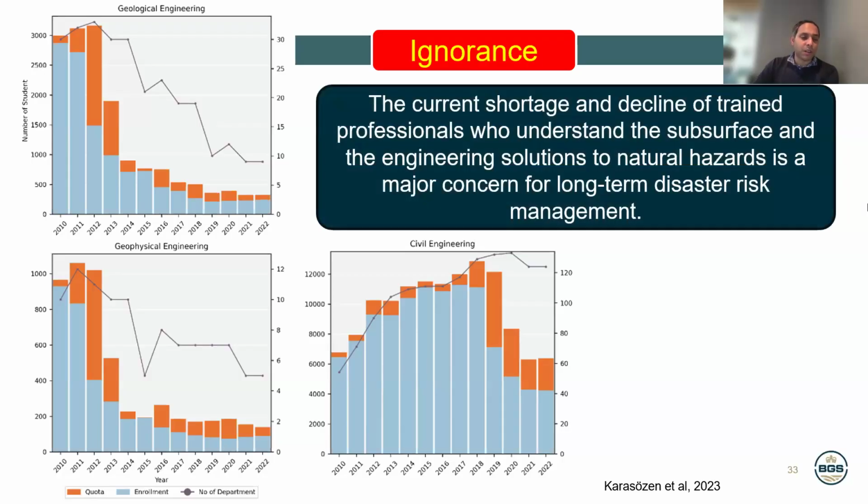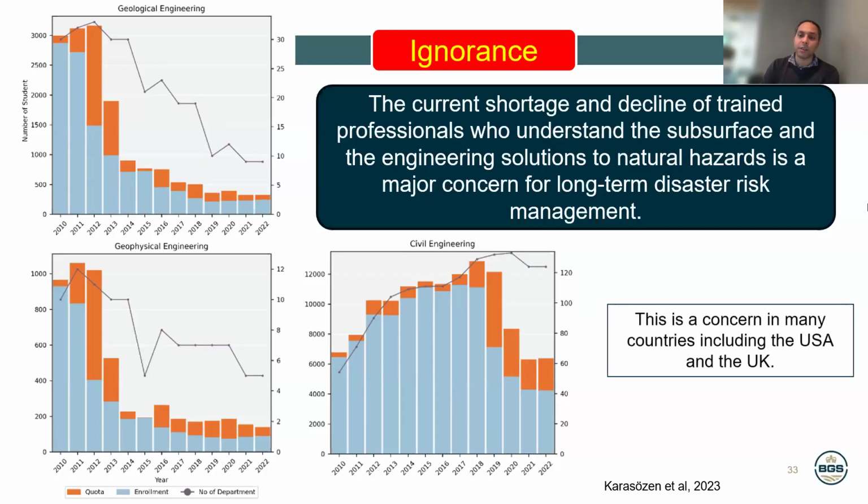And this is a fundamental long-term problem for managing risk. That ignorance gap is only growing. And that's not just a problem in Turkey, it's a problem in the United States, it's a problem here in the UK, and many of our Western nations. So this is what I mean by the ignorance in this context. So that's it. Those are the 4 horsemen. This is why an earthquake becomes a disaster, because of these 4 horsemen.